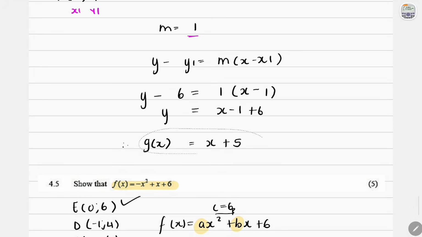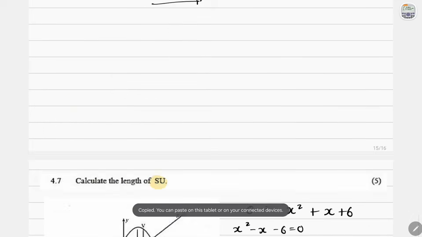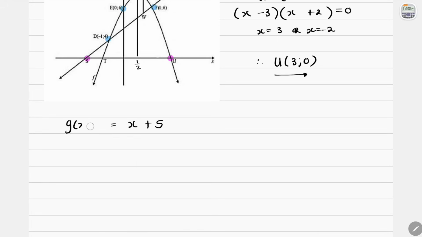Okay, so this is G. G of x is equal to x plus 5. And we're trying to find the x-intercept. So we make y equal to 0. And you see, you just need to transpose 5. So it becomes negative 5 is equal to x. And so there we go. X is equal to negative 5, meaning that the coordinates of S are (-5, 0).